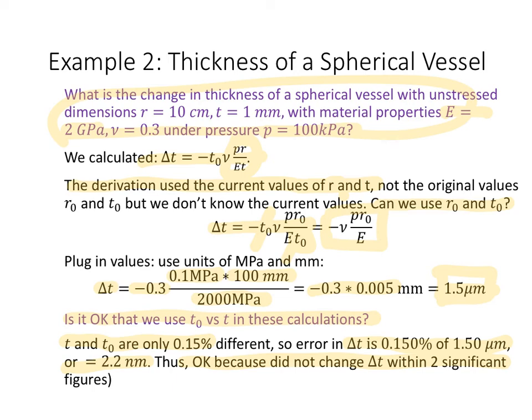This is generally the case with rigid materials, that is, materials that don't deform very much. In these cases, we can use the initial radius and thickness to do these calculations.